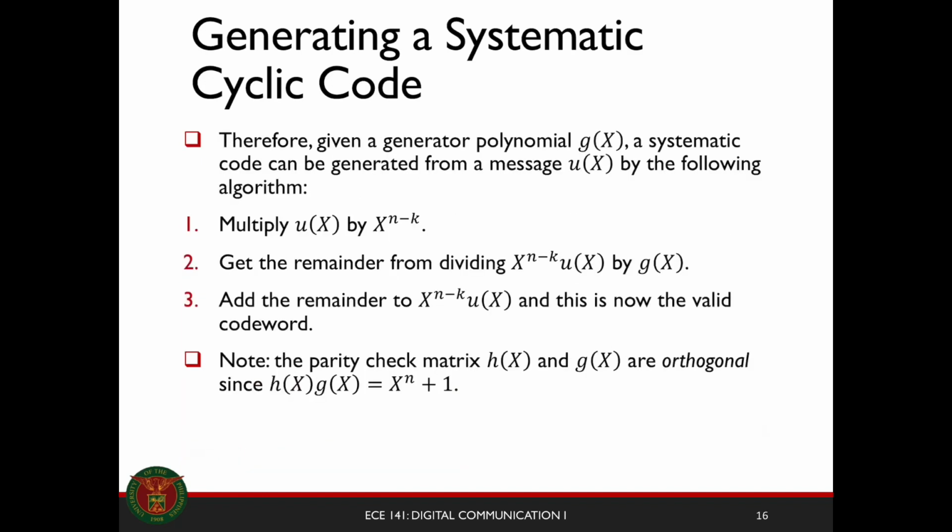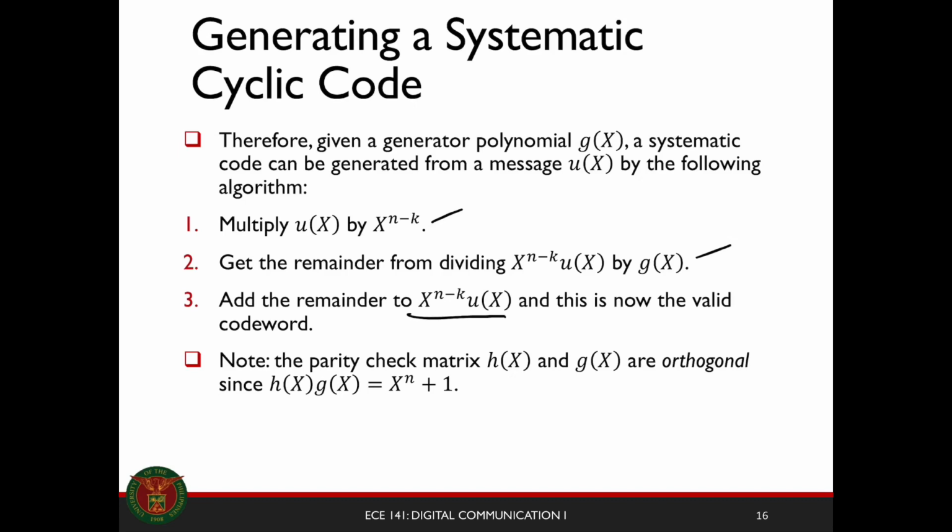So the algorithm to do that: first step, multiply your message polynomial by x to the n minus k and get the remainder when you divide it by g of x. Then you add that remainder to x to the n minus k times u of x.